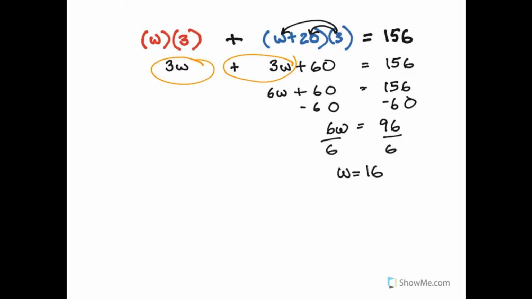Well, what did W stand for again? The speed of the westbound train. So W equals 16. The units are miles per hour.